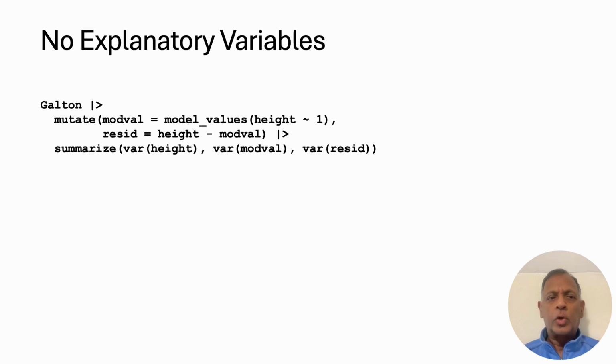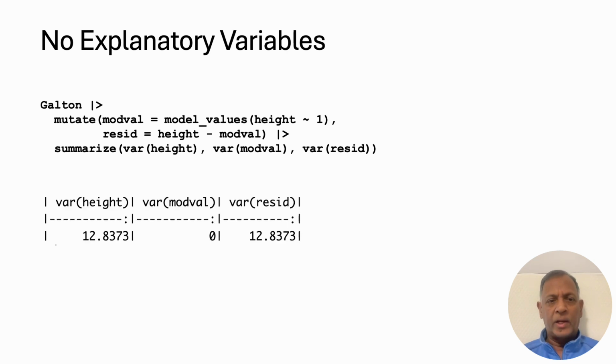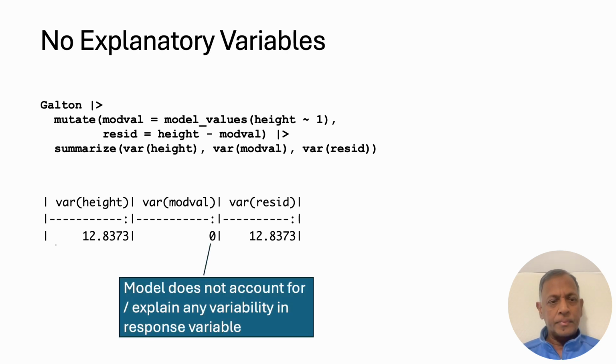So the average is what is going to go into mod val, and then we calculate the residual and then calculate this. Since the model value is fixed, it's just the average, it has no variability. So this model of height with no explanatory variable doesn't explain any of the variation in the height. The variation of the residuals is exactly the same as the variation of the response. The model doesn't account for anything.